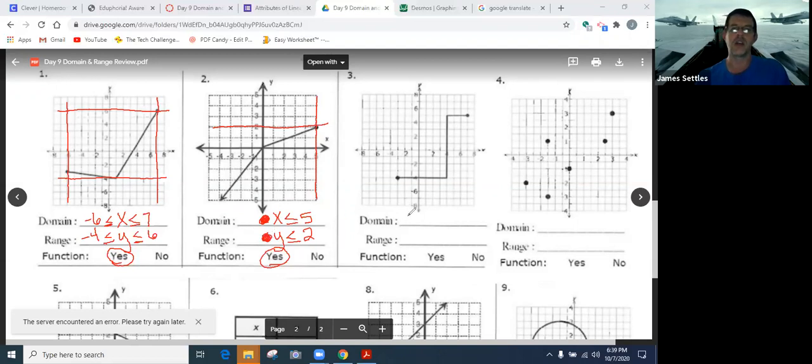All right, so on this one, this is kind of tricky. So we do a vertical line, and it looks like a function there, but if we do a vertical line right there, then it touches a whole bunch of different spots. And so this is not a function. So no, erase this.